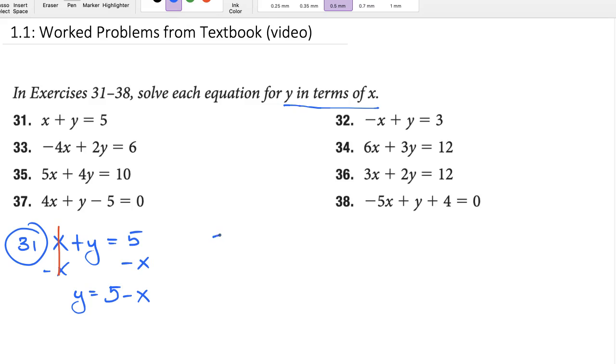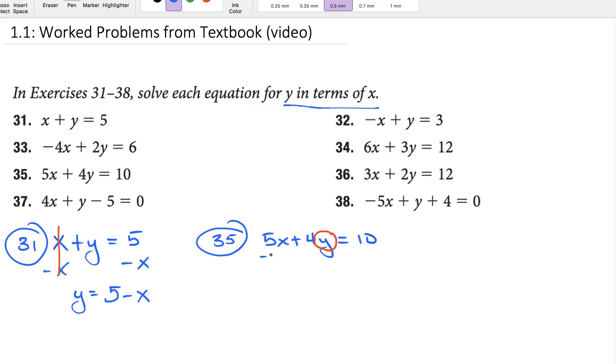Let's do, I don't know, 35. All right, so we've got 5x plus 4y equals 10, and we're solving for the y, so the thing we're trying to get by itself is right here. So the first thing we have to do is start out where we've got an addition, and we work our way in towards the y. I've said in another video that this is kind of like peeling an onion. You start out far away and you work your way in.